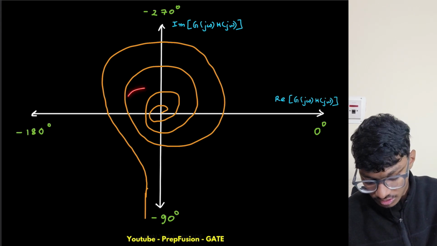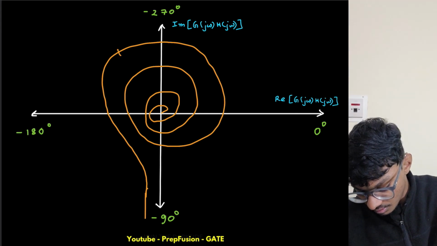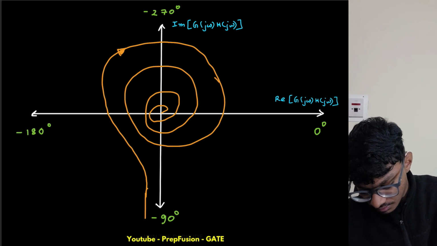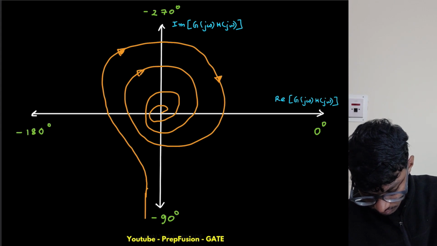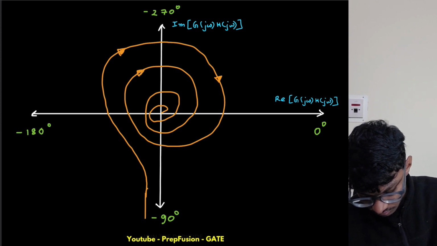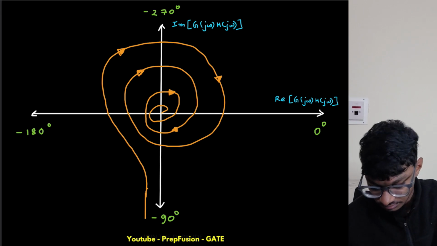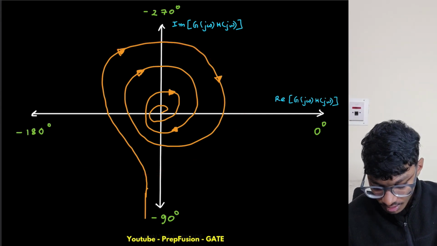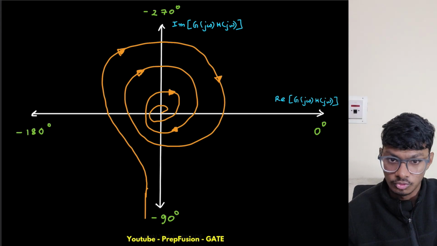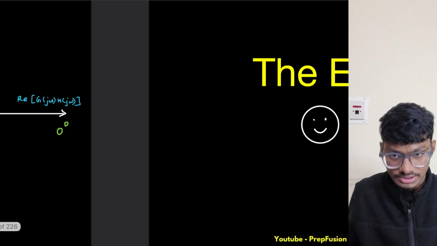So it will always rotate, and it will rotate in the clockwise direction. Okay, so yeah, it rotated in the clockwise direction. So I think this is it for the polar plot. I hope you got this. This is the end of this lecture basically.